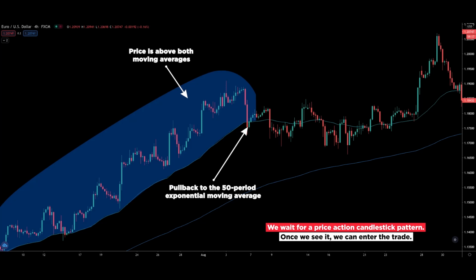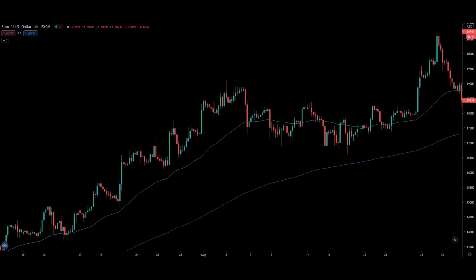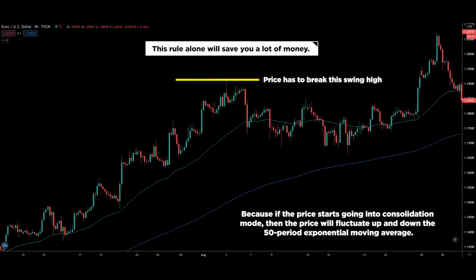Now here's a very important pointer, so pay close attention and keep watching. I chose this specific example to illustrate a point. In this example, the trade setup fails and results in a loss. That's okay, it's part and parcel of trading. Now, if you get stopped out on a setup, then price has to break this swing high before you can look for another setup. This rule alone will save you a lot of money, because if the price starts going into consolidation mode, then the price will fluctuate up and down the 50-period exponential moving average. And we don't want to be buying each time we see price bouncing off the moving average in a ranging market. Of course, the same applies for a bearish scenario, but I will not go into that in this video.